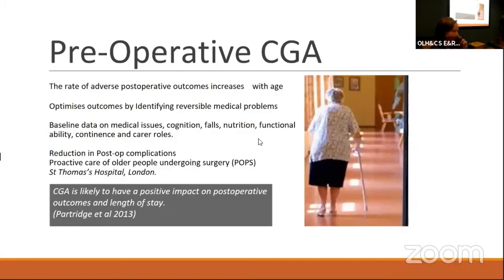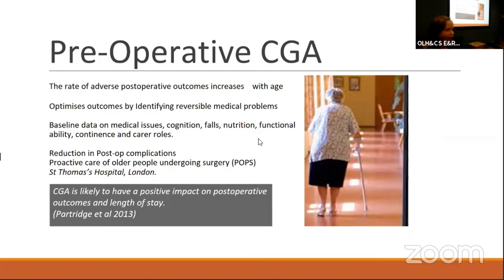Preoperatively, with our increasing number of older people, more people will require surgery. So for elective surgery, it gives us the time to optimize the person's function and identify any reversible medical issues. Some of these are just repetitive. Again, we're definitely going to look at their medications, their cognition, falls, nutrition, continence, and what kind of care have they already set up at home.